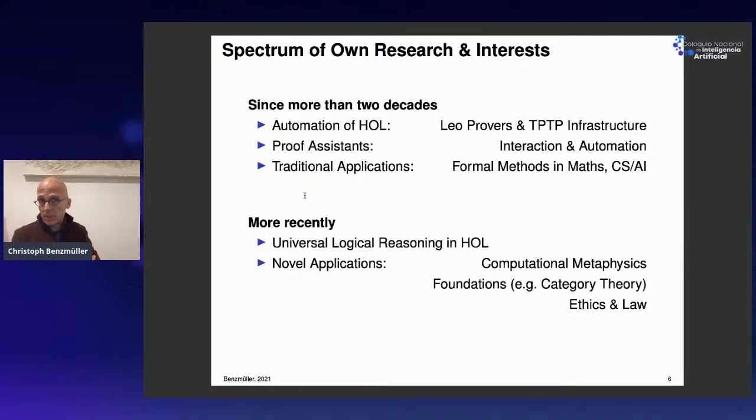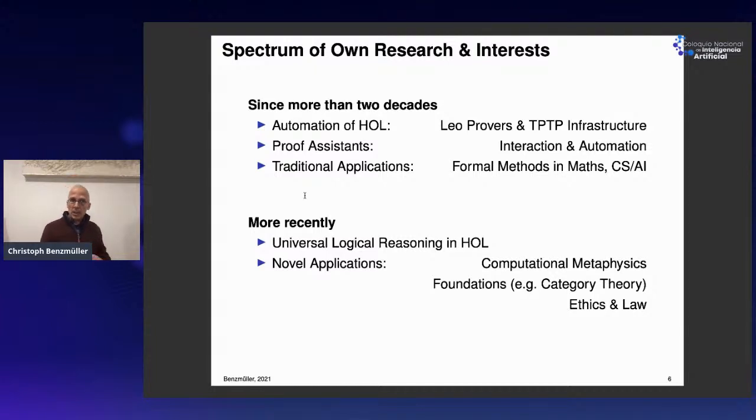I was also interested from the beginning in this area of proof assistant systems, which I just motivated with the Kepler's conjecture success story in this area. And in particular, in this challenge to combine human interaction and automation in these systems. And for a long time, I have been looking mainly at traditional applications myself. So that's this kind of idea of formal methods in mathematics, in computer science, and artificial intelligence.